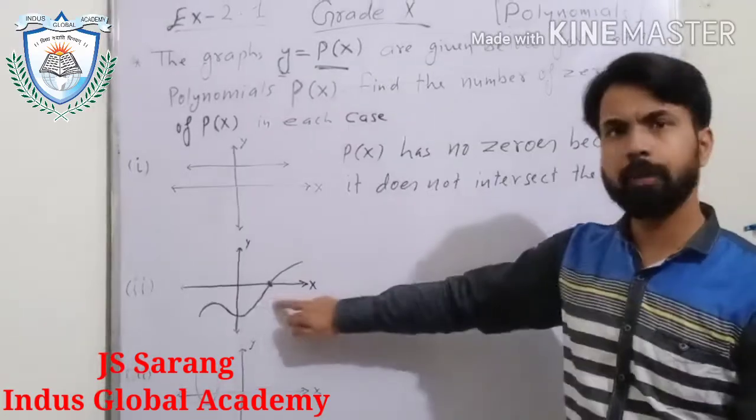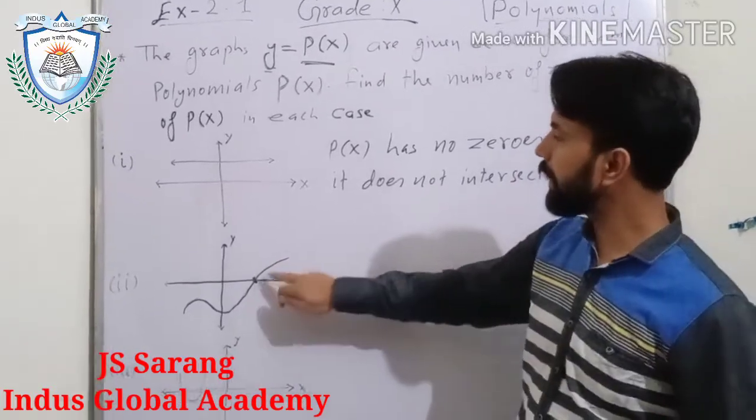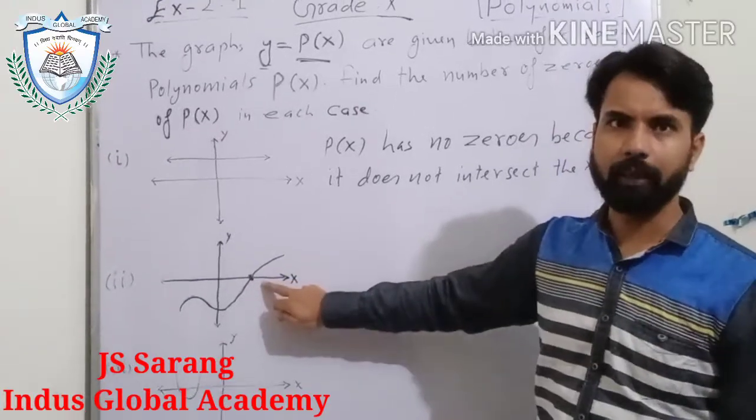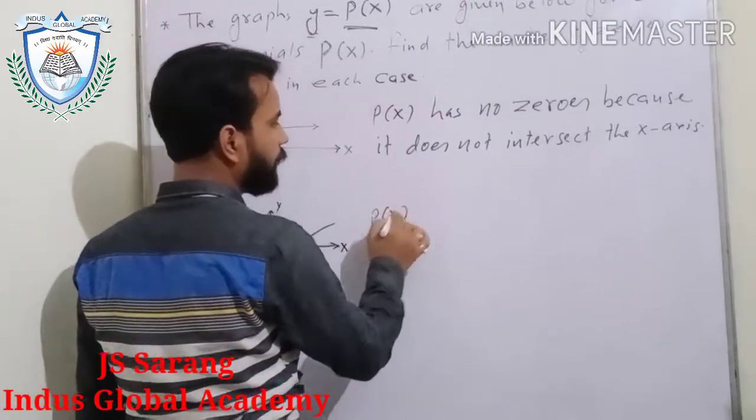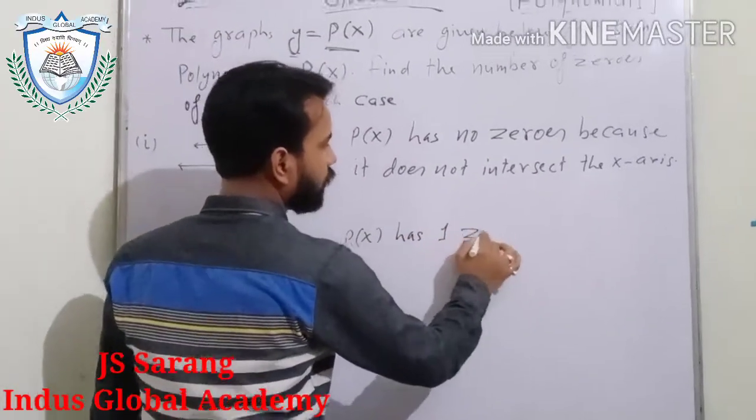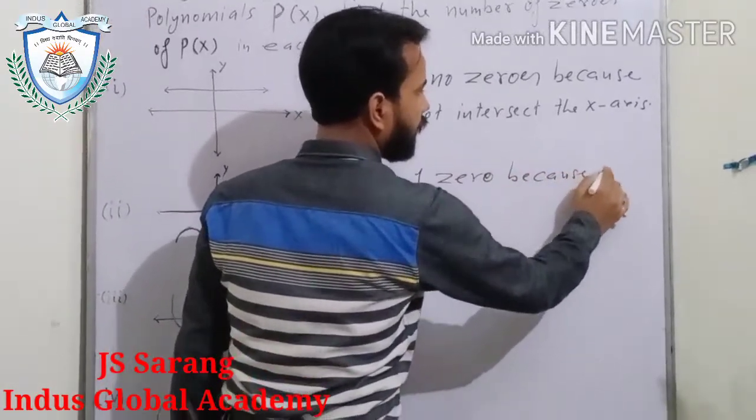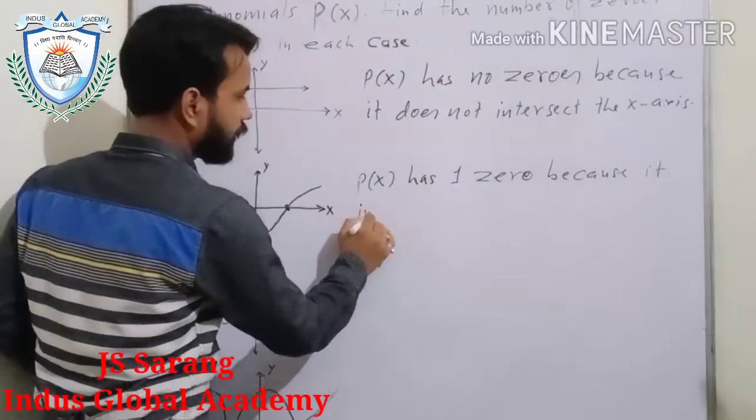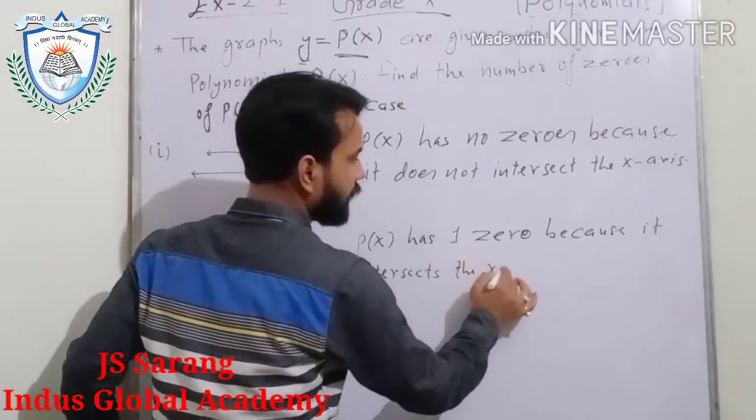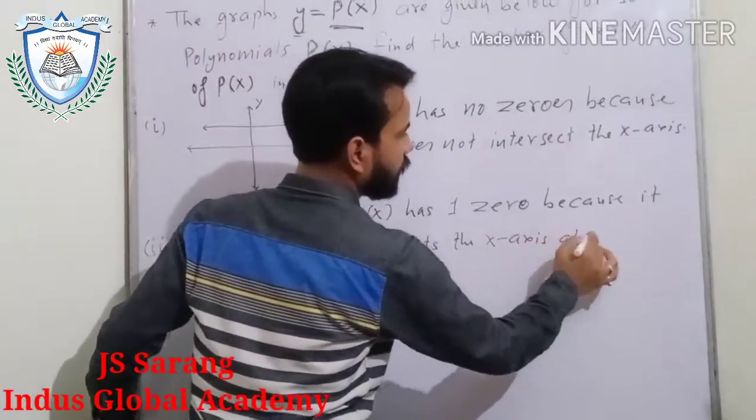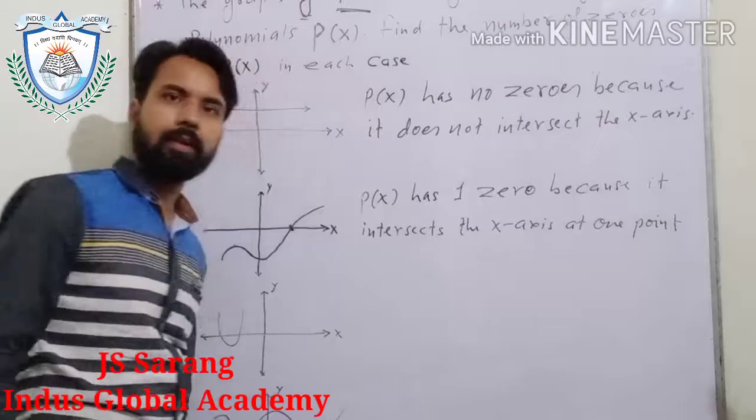Means this polynomial has 1 zero because it intersects the x-axis at one point only. Got it? So we can write here: p(x) has 1 zero because it intersects the x-axis at one point. Clear?